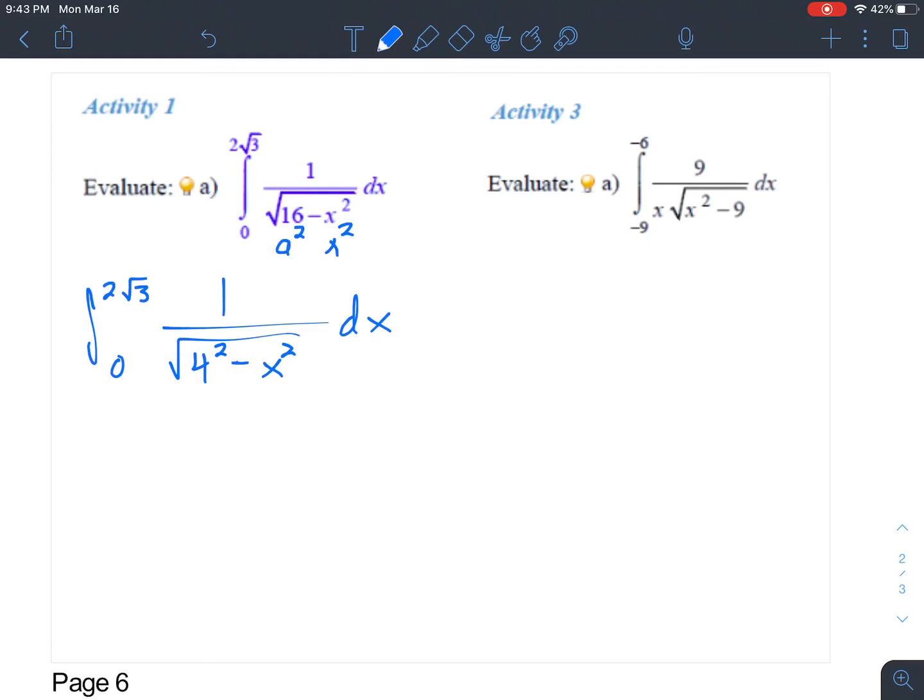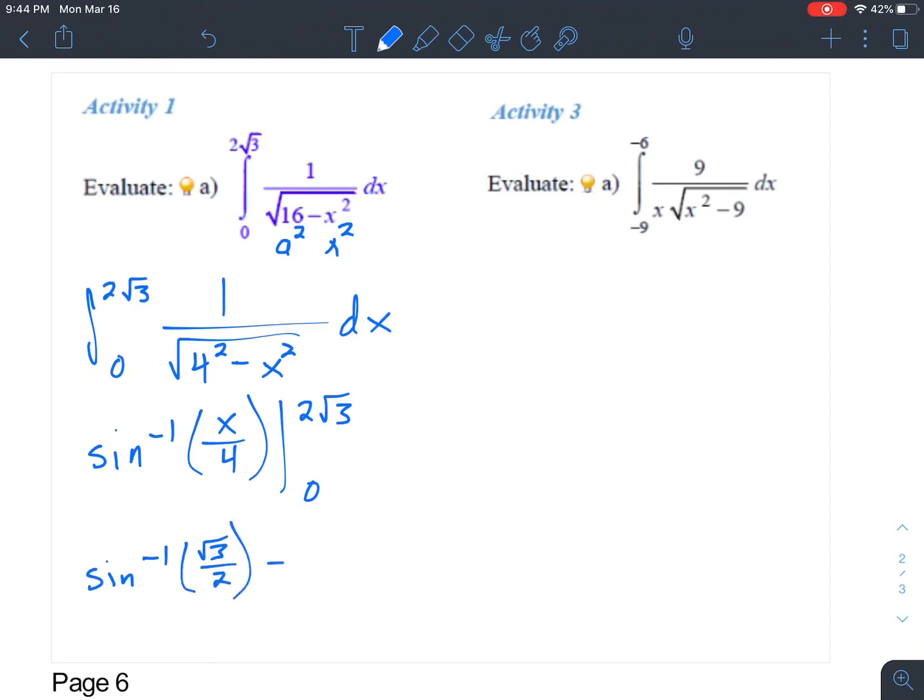And from this, I can tell that this is going to integrate into arcsine. So we will rewrite it as arcsine of x over 4, because it's supposed to be u over a. And then we have to evaluate that from 0 to 2 root 3. So if we put those in, 2 root 3 over 4 means that we're going to get root 3 over 2. And if we put in 0, of course, that's just arcsine of 0.